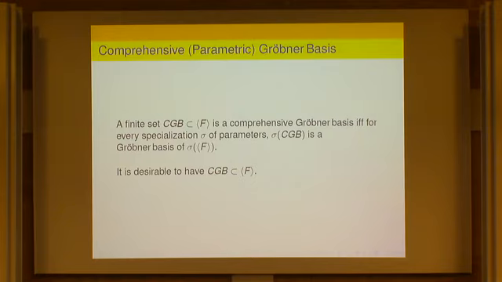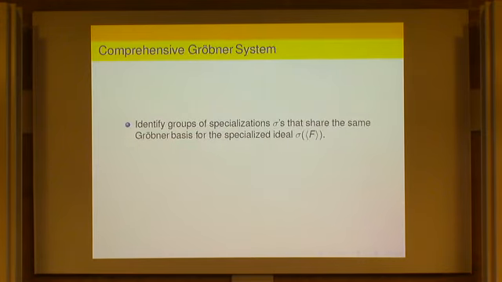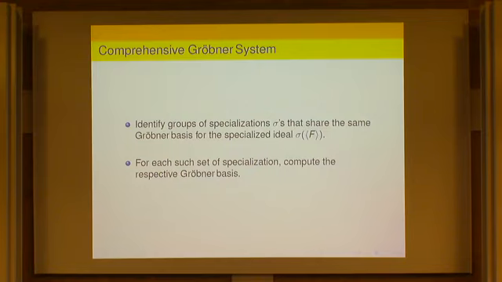And the other thing, which is what George is alluding to, is that the basis we get is very much like in the standard case: it's a subset of the ideal. It's not specialized polynomials which are not in the ideal. Okay, so this is the idea. You try to identify groups of specializations that share the same Groebner basis, and for each such group, compute the respective Groebner basis. So the question is, are there finitely many such groups or segments, which you're going to see later on? And the answer is yes, and we're going to show you that.